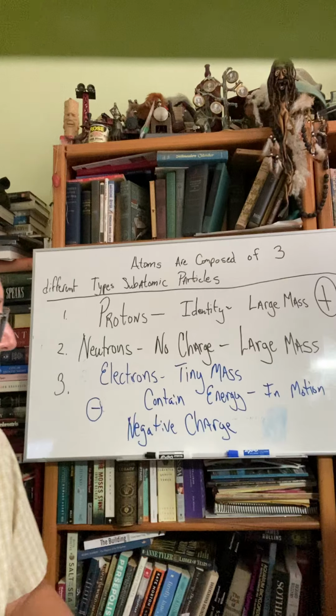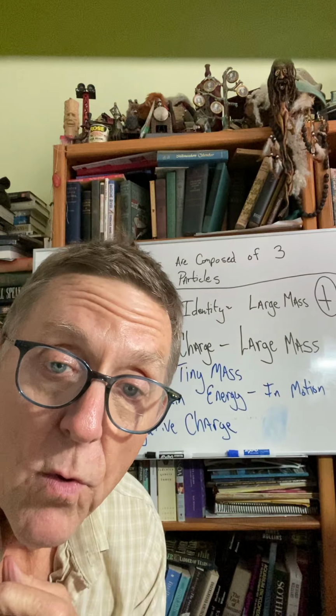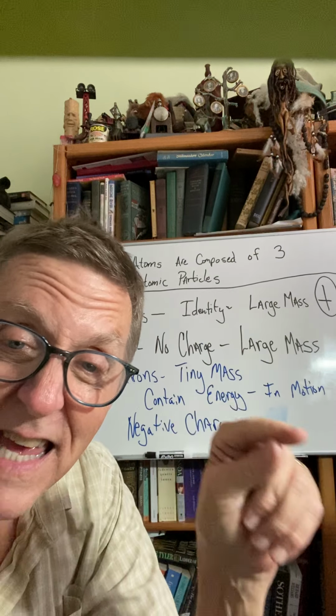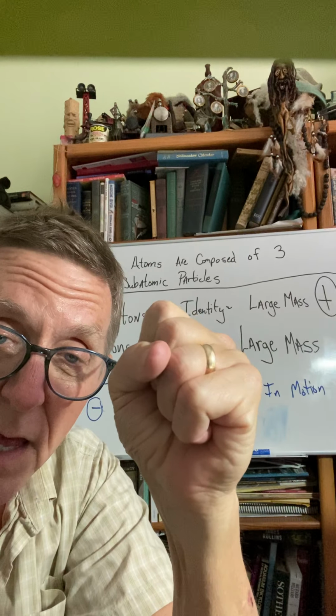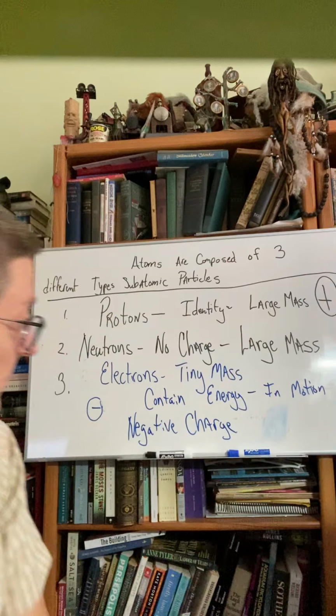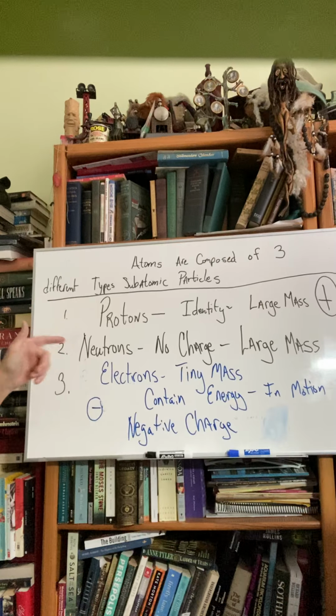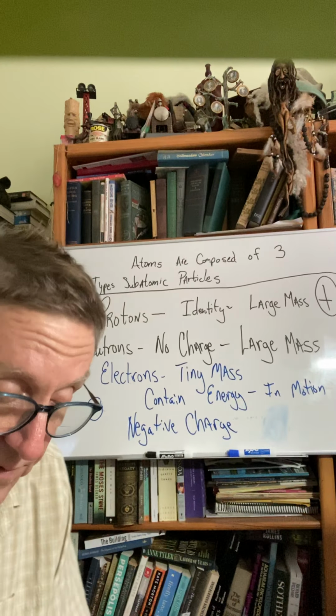Okay, so we're going to start out talking about those particles that are on the inside of that nucleus. We said you got the nucleus and then the things flying around outside. So on the inside, you always have protons, and you usually have neutrons.